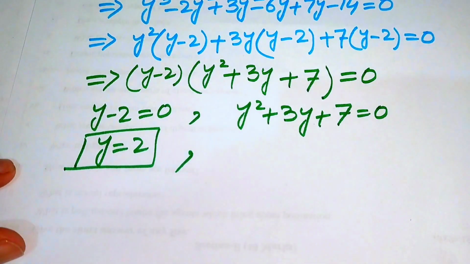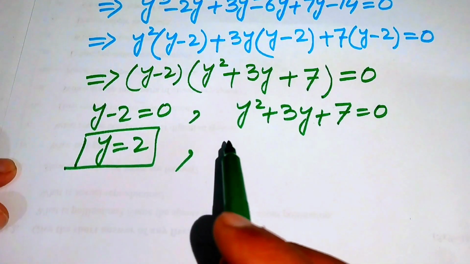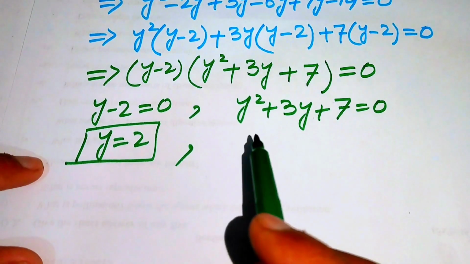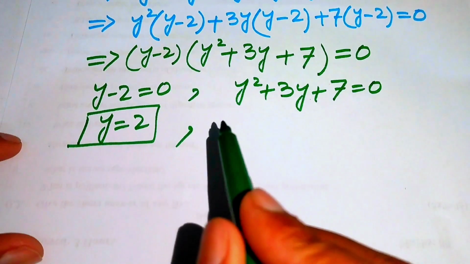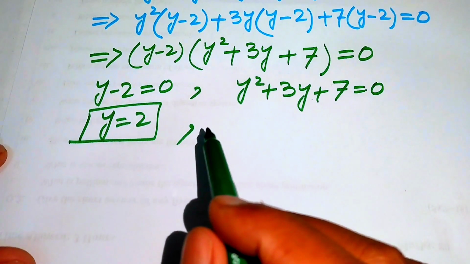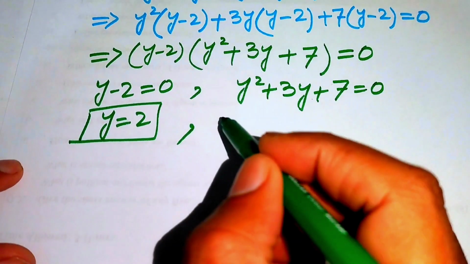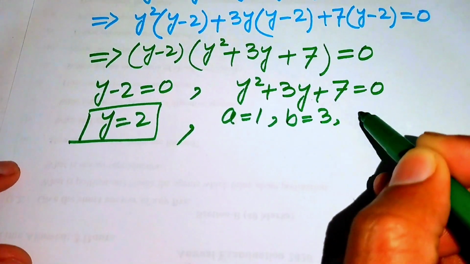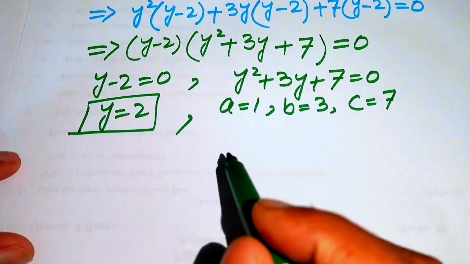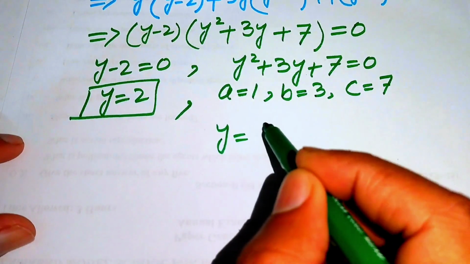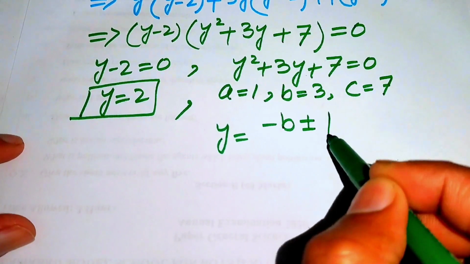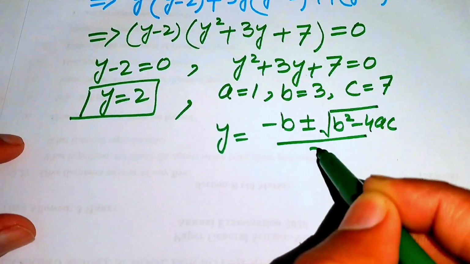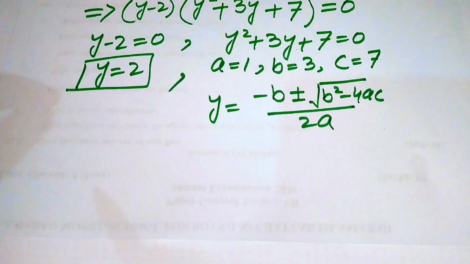And similarly, in this case we find the value of y, so we can solve this quadratic equation by using the quadratic formula. In order to use the quadratic formula, here we need the coefficients of this equation. So the coefficients are a equals 1, b equals 3, and c equals 7. And our quadratic formula will be written as minus b plus minus square root of b square minus 4ac divided by 2a.